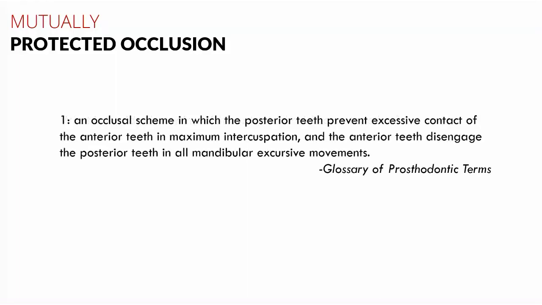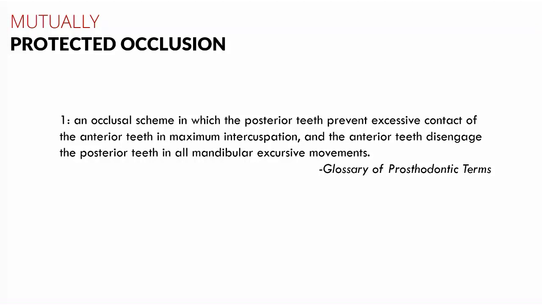And I'm going to quote a lot from this. This is a glossary of prosthodontic terms. It's just a bunch of dentists got together and said, okay, let's formalize some of these definitions, okay? So this idea of mutually protected occlusion is defined this way. An occlusal scheme in which the posterior teeth prevent excessive contact on the anterior teeth in maximum intercuspation, and the anterior teeth disengage the posterior teeth in all mandibular excursive movements.